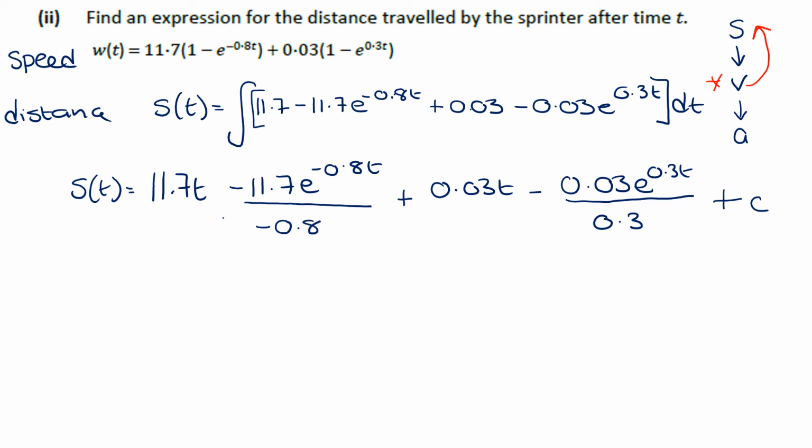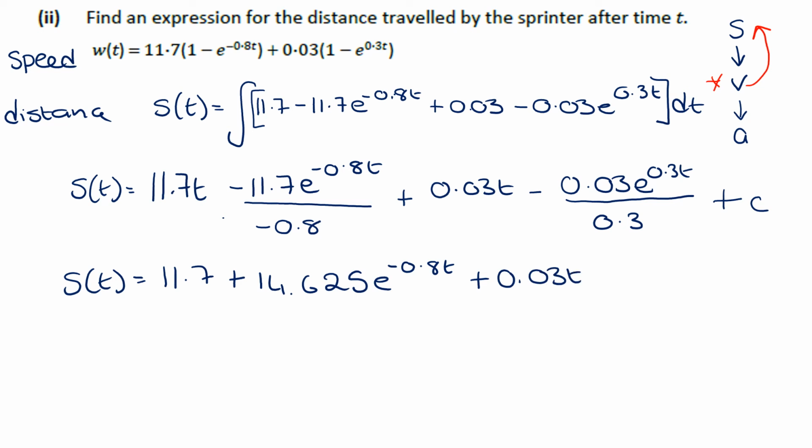So you can tidy this up if you want. I'm going to do that before I actually do any substitution. Get 11.7. This becomes 14.625 e to the power of minus 0.8t plus 0.03t.